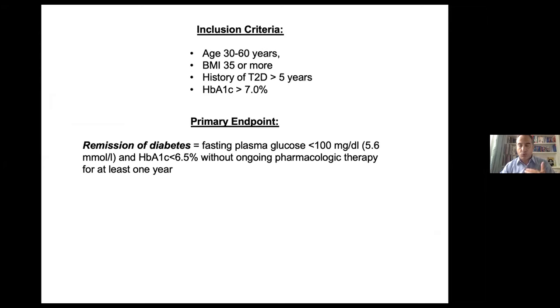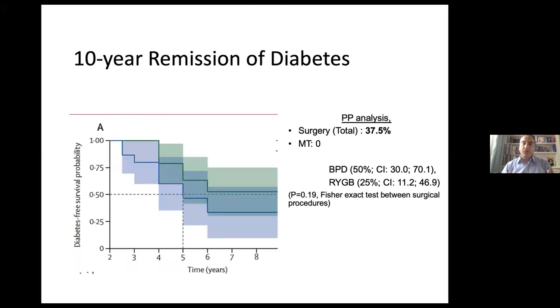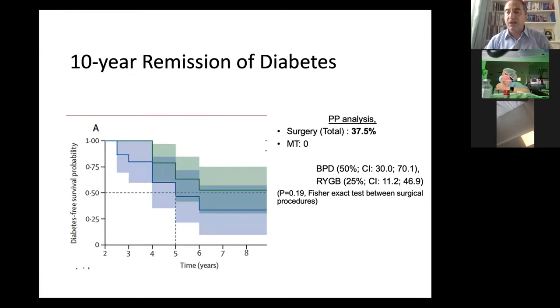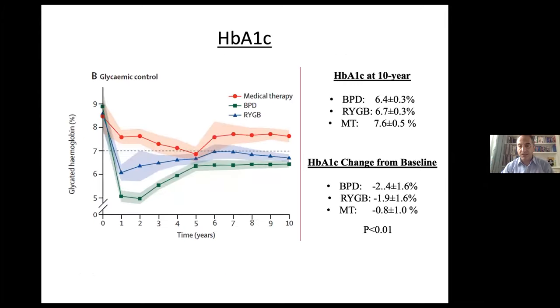Remission was defined as normalization of A1C below the diabetic threshold of 6.5, and then we looked at secondary endpoints of all sorts, as you can imagine. Now, obviously, the study showed superiority of surgery in terms of remission. There was a sustained remission in almost 40% of the patients who were operated, while no patients who had medical treatment experienced remission at any time. And there was a slight superiority, statistically not significant but certainly evident, of biliopancreatic diversion compared to gastric bypass in maintaining remission over 10 years.